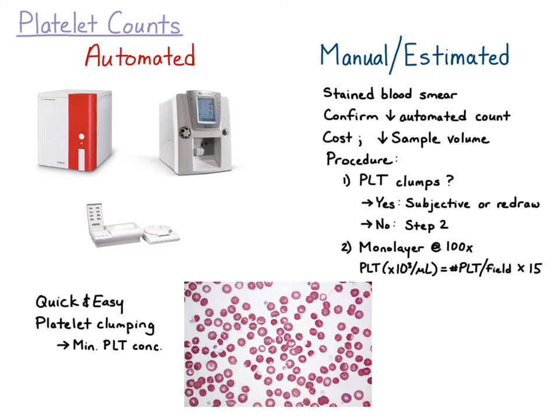So we count the number of platelets: 1, 2, 3, 4, 5, 6, 7, 8, 9, 10. And we're going to plug 10 into the equation. So 10 times 15, which would come out to 150,000 platelets per microliter. Okay, so that's how you do an estimated platelet count on the blood smear, and those are the pros and cons of both automated and estimated platelet counts.